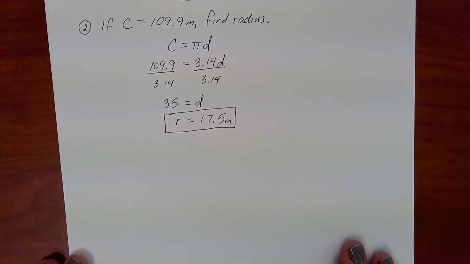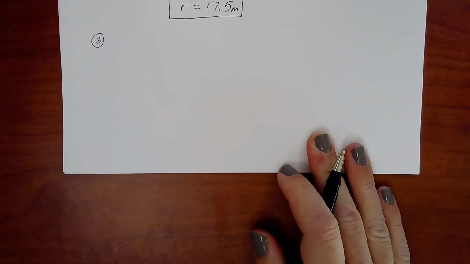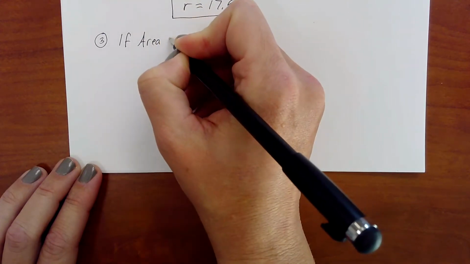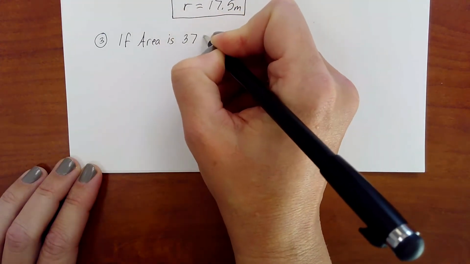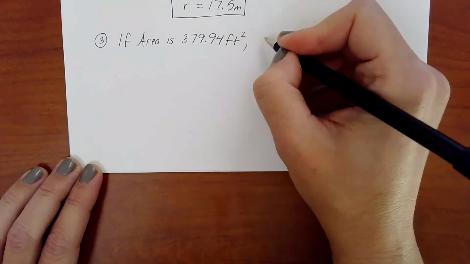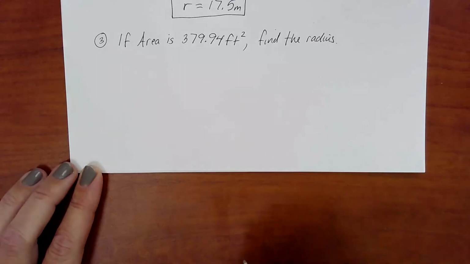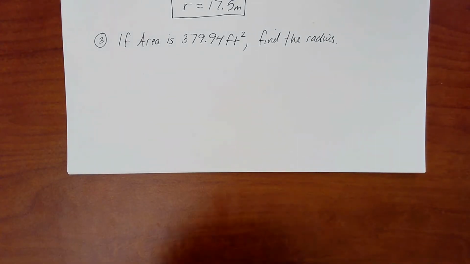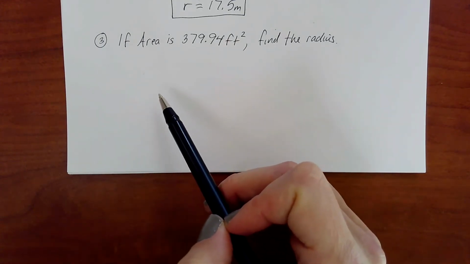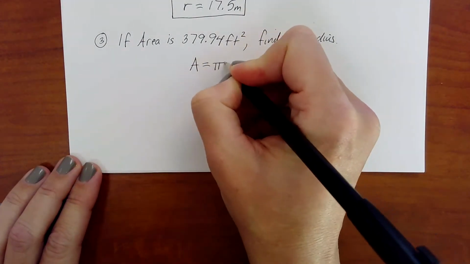Good. All right, now let's try one if I give you the area, because that has a different formula. We're going to have to do a little something different. So let's say the area is 379.94 feet squared, and I ask you to find the radius. Okay, so now you know there's 379 squares on the inside of the circle, and you have to find the radius. Again, impossible unless you know the formula, which we do.